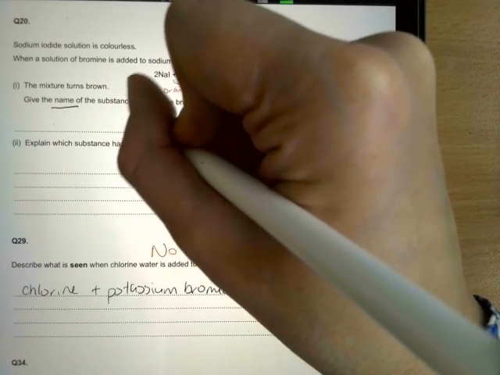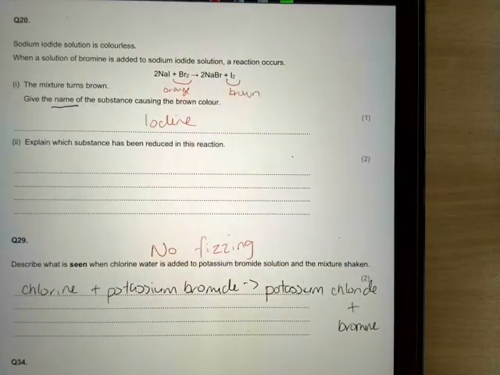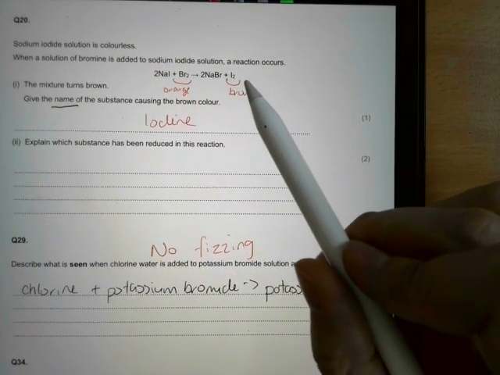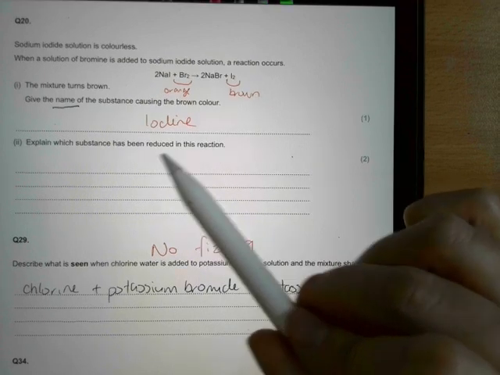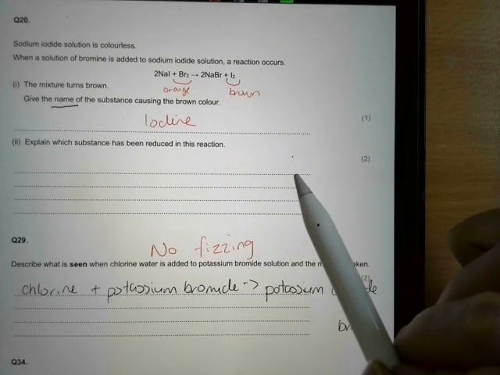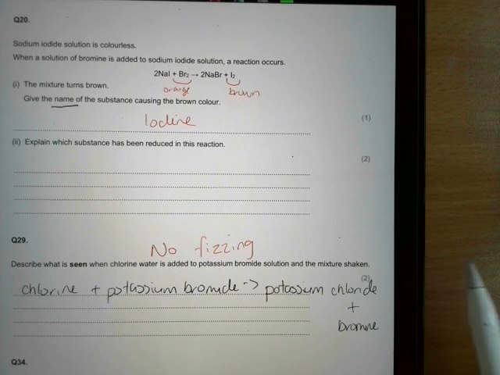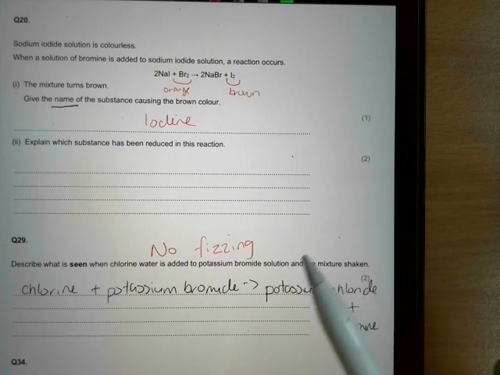Okay, and it's not iodide, it's iodine because it's not an ion. It's just the normal element I2, so it's iodine. Explain which substance has been reduced in this reaction. On the mark scheme they write it in words and don't give you more detail than that, but I know your half equations will definitely be accepted. They are in the most recent mark schemes and I do think it's easier.